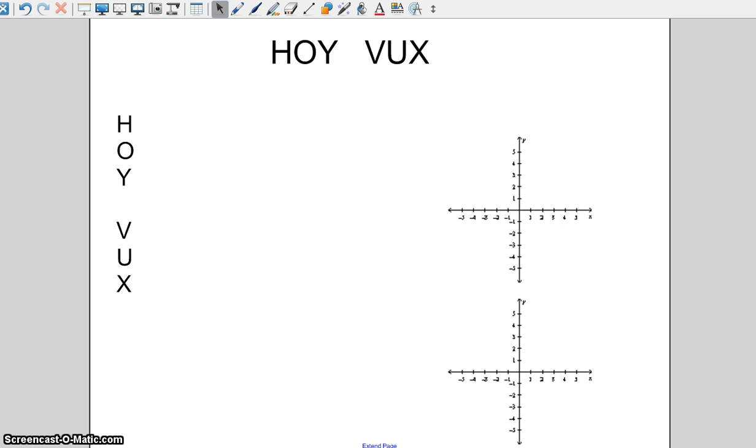Next, we're going to talk about horizontal and vertical lines. To do this, we're going to use Hoy-Vux to help us remember different characteristics of horizontal and vertical lines. Hoy refers to horizontal lines. A horizontal line is going to have a slope that is equal to 0, and it will have a y-intercept, and the equation will also be y equals.